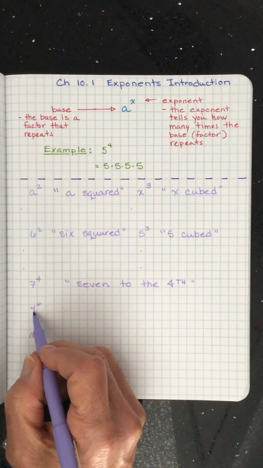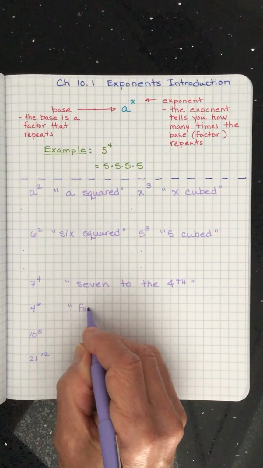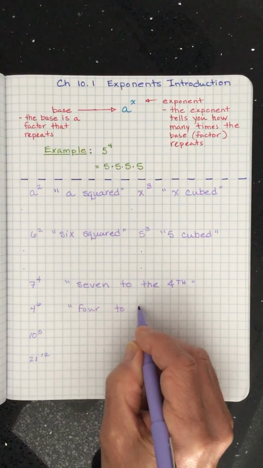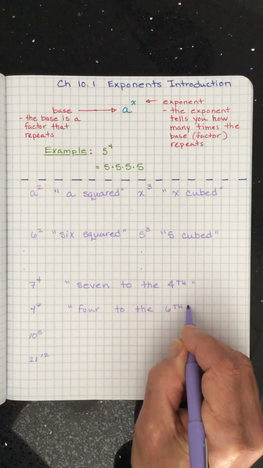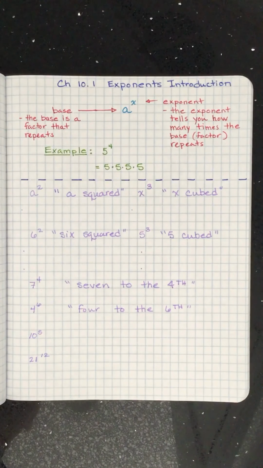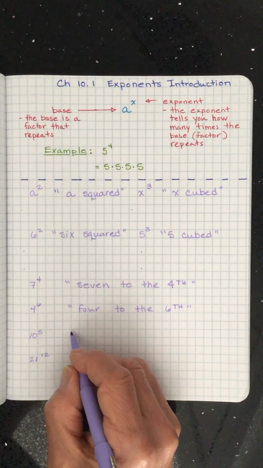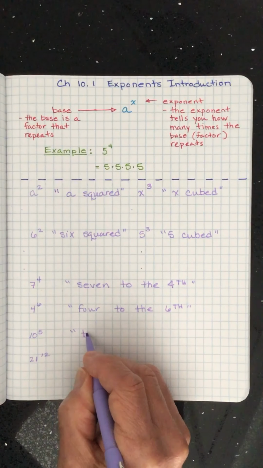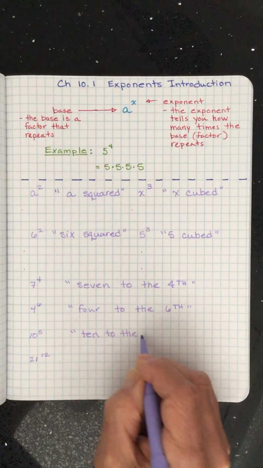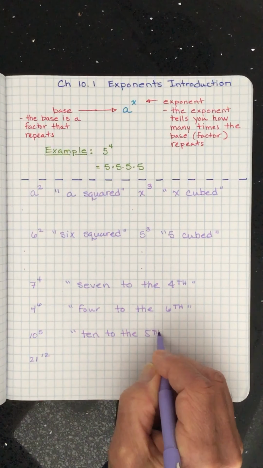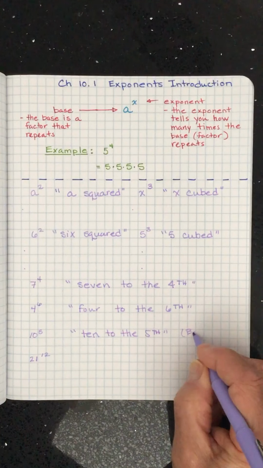Here we have a base of 4 and an exponent of 6. So this is going to be 4 to the 6th. A base of 10 and a power of 5. So this is going to be 10 to the 5th. This is also known as base 10 math, by the way.